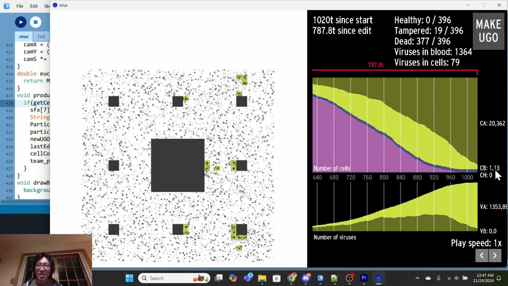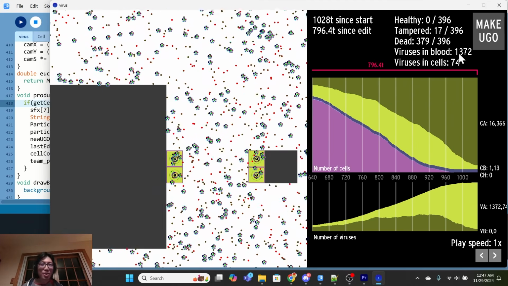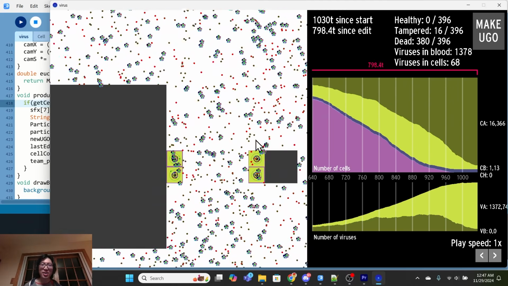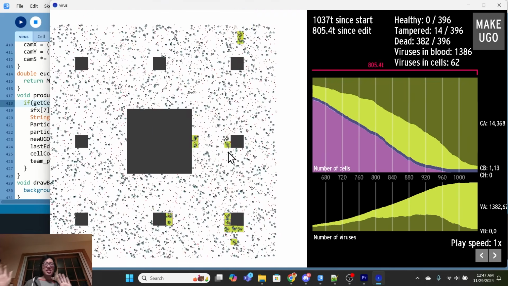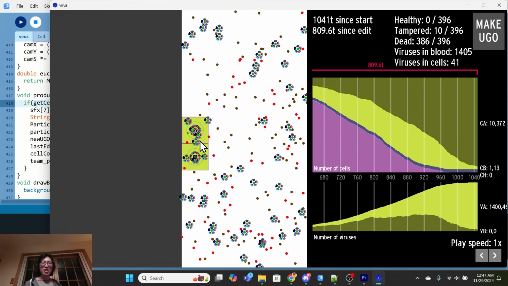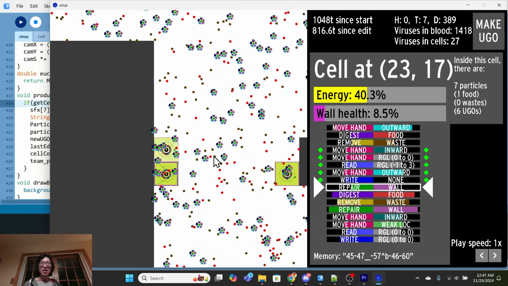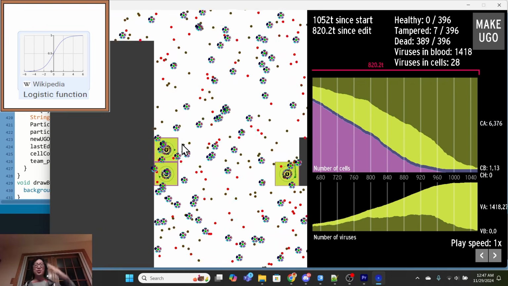And blue never killed another cell. It only killed 13. I don't think it's even worth finding it. There's 1,374 virus particles in the blood and 68 in cells. You will notice that the rate at which you hear the bursting and killing and death slows down now because there's fewer cells for activity to happen, fewer explosions, so everything does slow down.